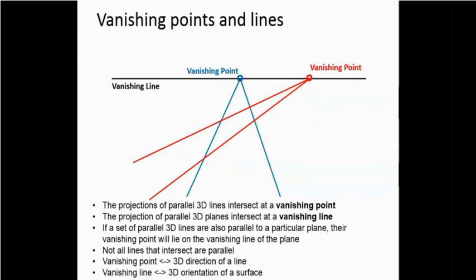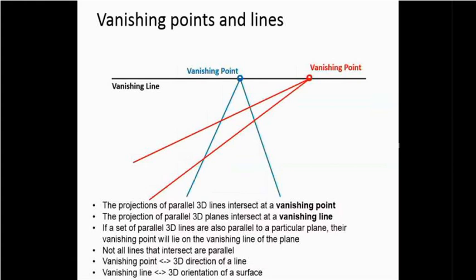So the projection of 3D parallel lines intersect at a vanishing point. The projection of parallel 3D planes intersect at a vanishing line. Like the ceiling, I think, is flat maybe. So ceiling and floor will intersect at the vanishing line of that planar direction.